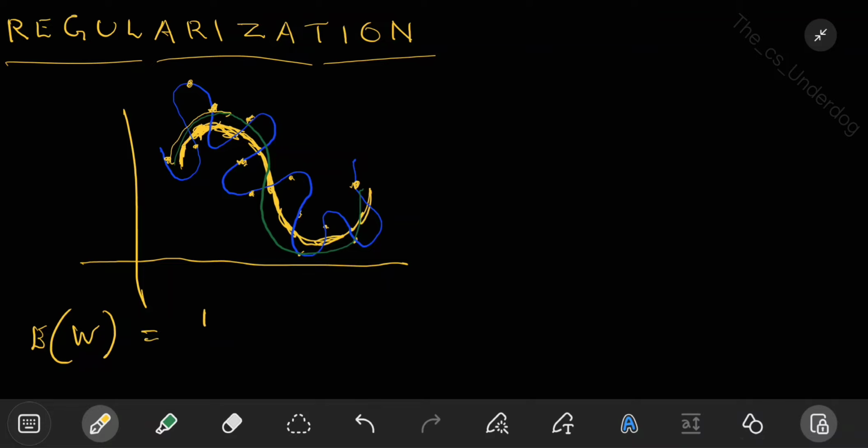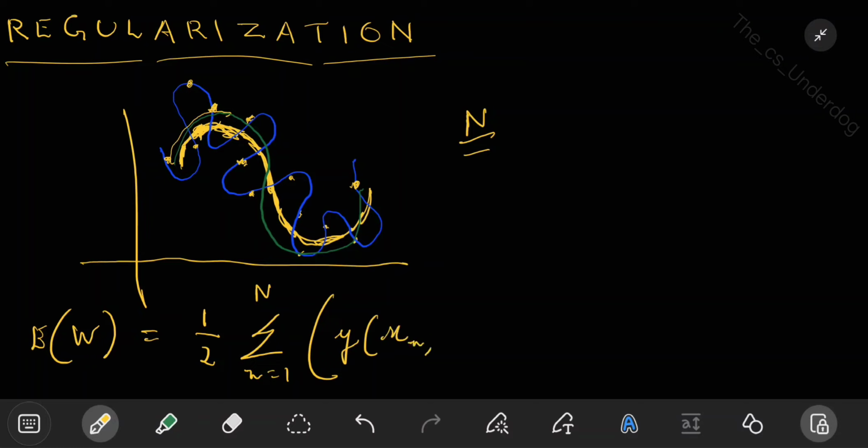was sum of squares. That is, you will sum, let's say there are n data points in total, from n equal to 1 to N. Your error term is y minus t, where y is what you observe from the line that you make, y of xn, W, minus tn. This was your sum of squares term. In order to make sum of squares, you have to square this.